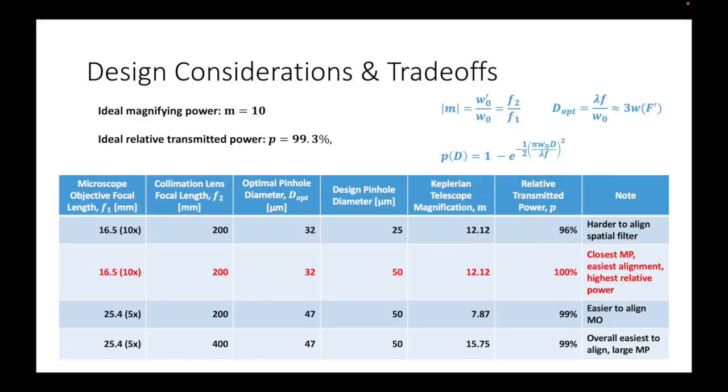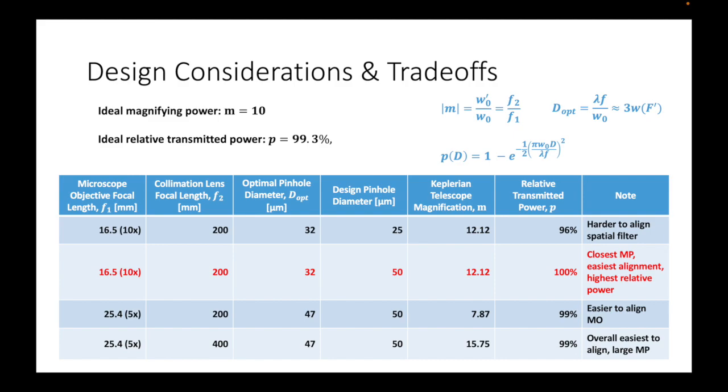Before implementing and aligning the system, it's important to consider design trade-offs. Apart from the 800mm total track length requirement, the primary design considerations included creating a Keplerian telescope with a magnification of at least 10x and selecting a microscope objective and pinhole combination that cleaned the Gaussian beam exiting the microscope, while also transmitting most of the energy.